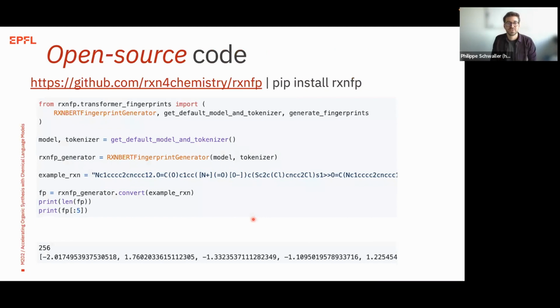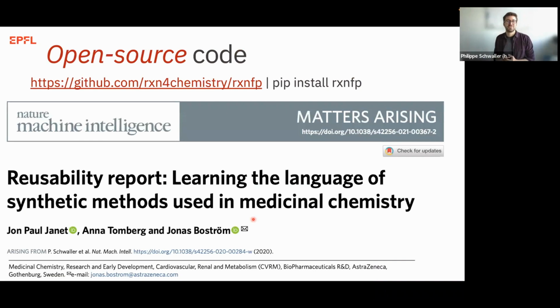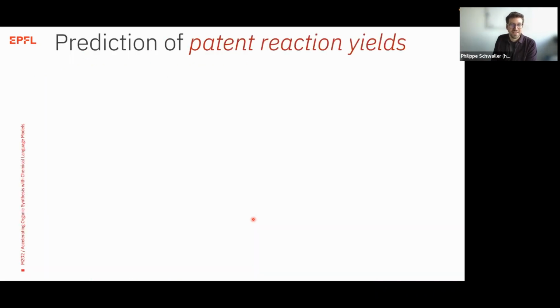There's open source code available for that, and this reaction fingerprint code was also tested by some folks at AstraZeneca, and they wrote a reusability report in Nature Machine Intelligence. Another downstream application that we tackled is the prediction of reaction yields.